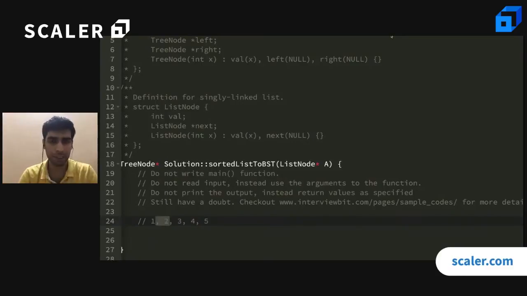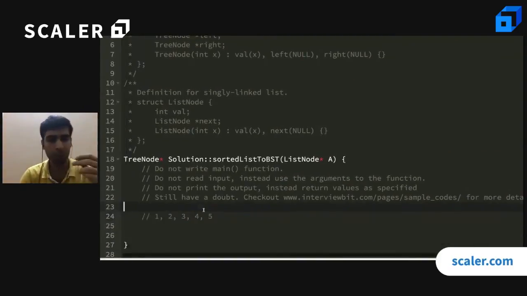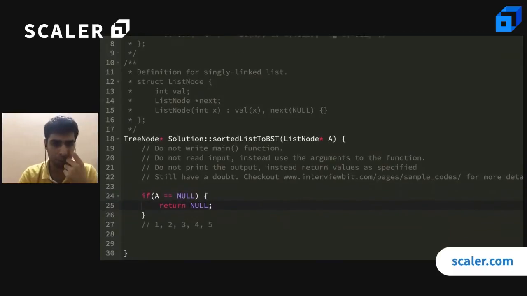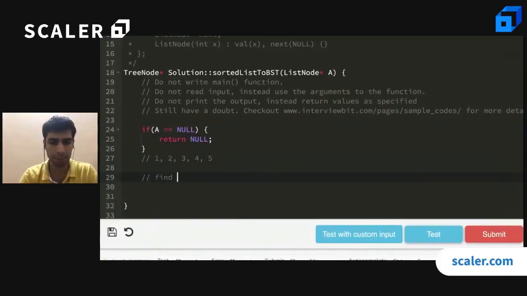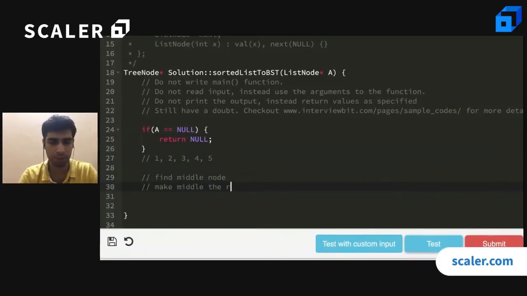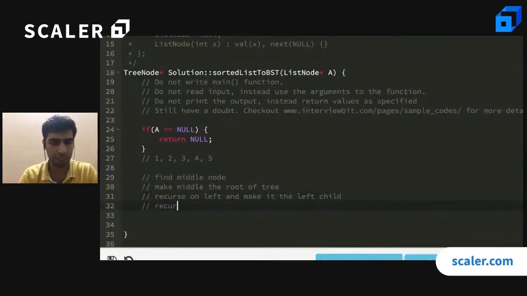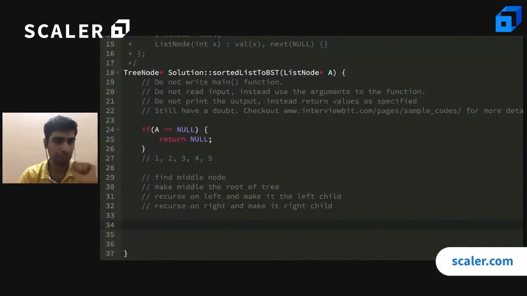How can we find a middle node in the linked list? We can find it easily using the hare and tortoise approach, that we had discussed even in the linked list video that I had taken. So let's try to do that. How can we now use this? If A is null, let us say that is a base case. If A is null, there is no tree, so I can just return null. The very first thing that I have to do is find the middle node. Make the middle node the root of the tree. Recurse on the left and make it the left child. Similarly, recurse on the right and make it the right child. Okay. So first of all, I have to find the middle node. How do we find the middle node?